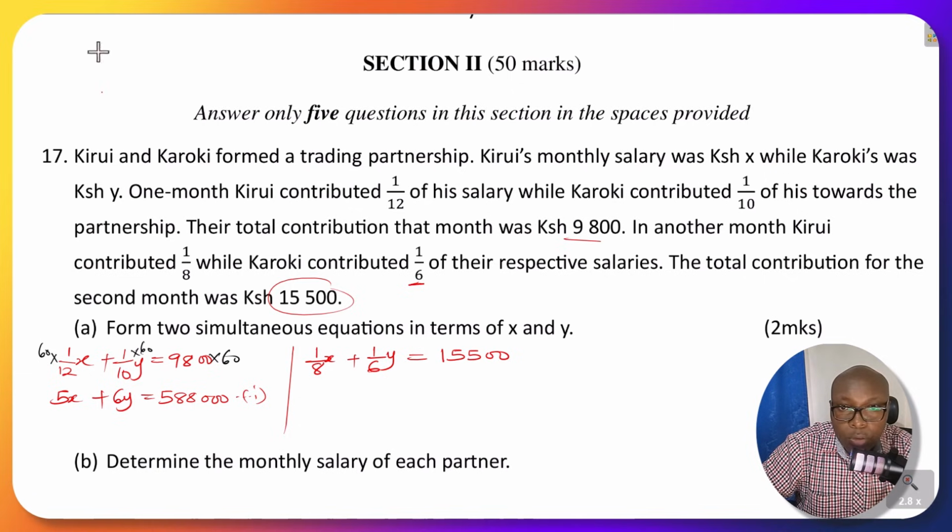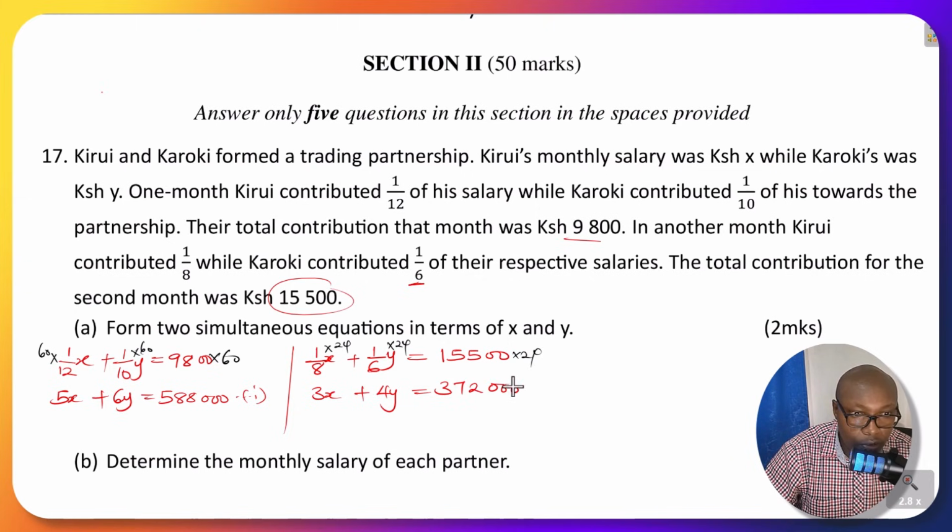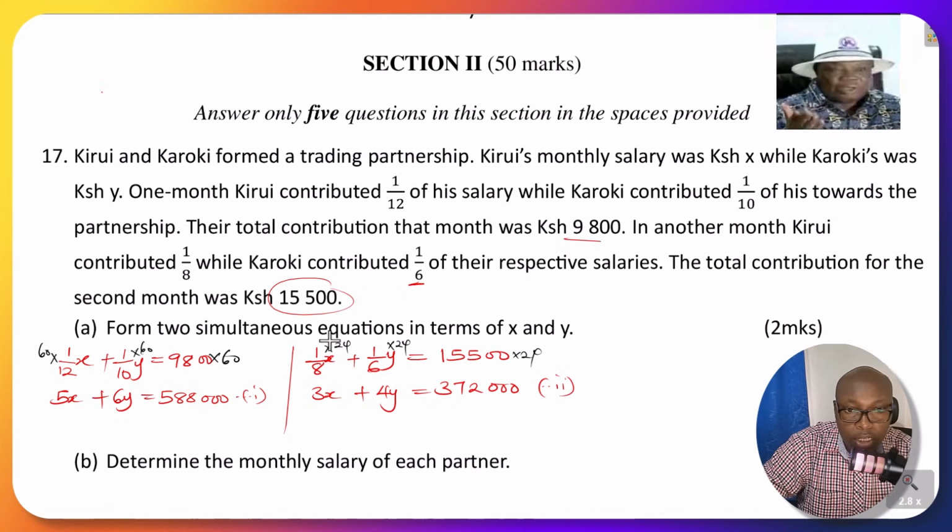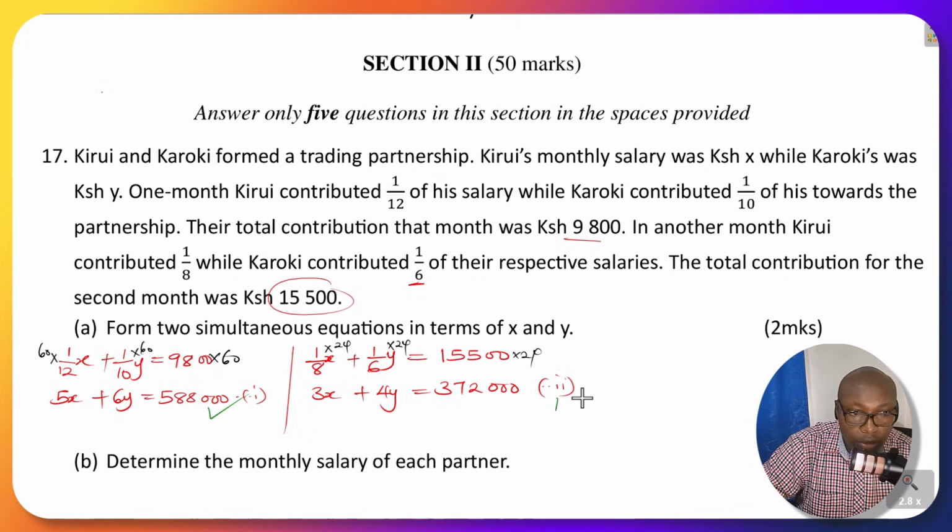24, and then multiply each term by 24. Multiply each term by 24 like that, and this gives 3x plus 4y is equals to 15,500 times 24. That gives 372,000. So there we have the second equation. So we have the two equations, the two simultaneous equations are there, that one and that one. Then part B, determine the monthly salary of each partner.